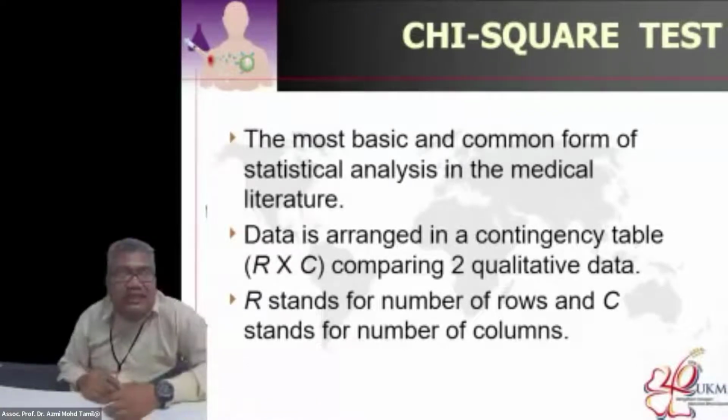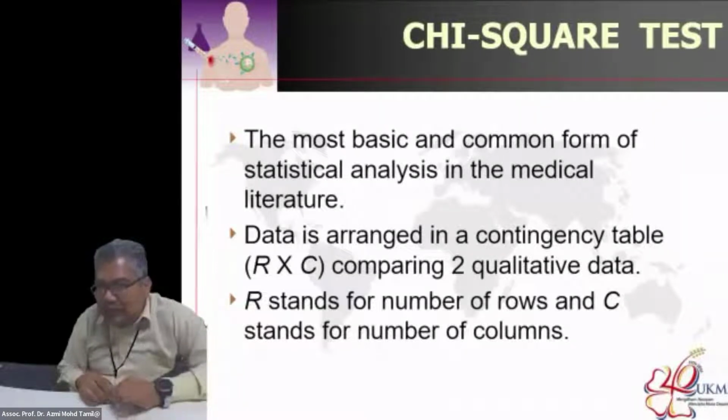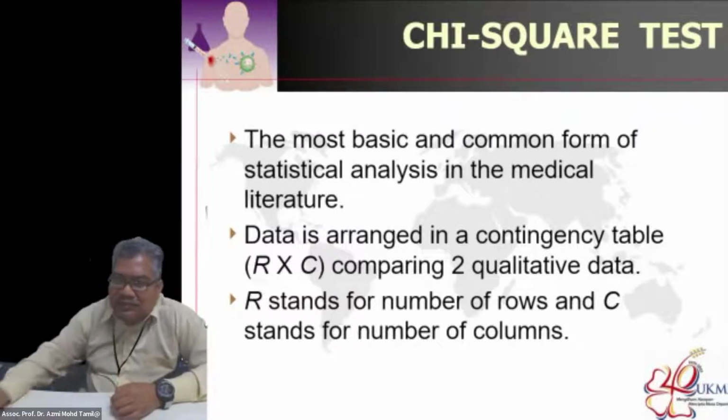It is the most basic and common form of statistical analysis in the medical literature. Look anywhere, chi-square is always there. They do it by using rows and columns, comparing the two qualitative variables between row and column. R stands for the number of rows and C stands for the number of columns.